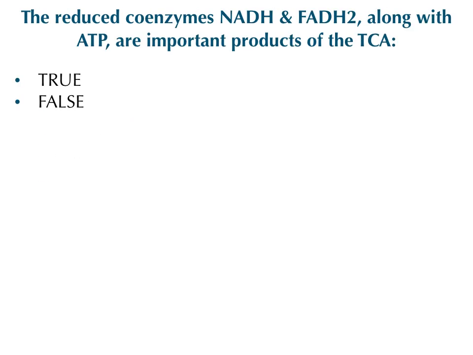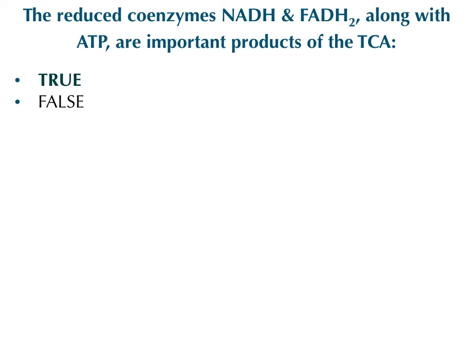Okay, next question. The reduced coenzymes NADH and FADH2, along with ATP, are important products of the tricarboxylic acid cycle, or the Krebs cycle, or the citric acid cycle. Okay, so you should all know the answer to this question. This is an obvious, true answer. Okay, those are those important products.